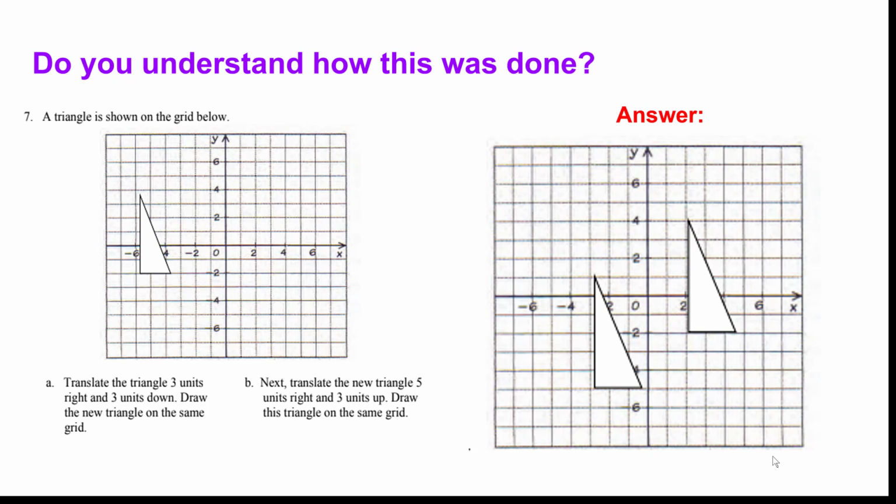A triangle is shown on the grid below, and now it's a double translation. They want us to translate it 3 units down, 3 units right, and that image translated 5 units right and 3 units up. A good hint here is to pick a point on the original and move it until you get to the next, and see how tall it is, how the distance is, and then you would draw the translated image and then you would translate it again.